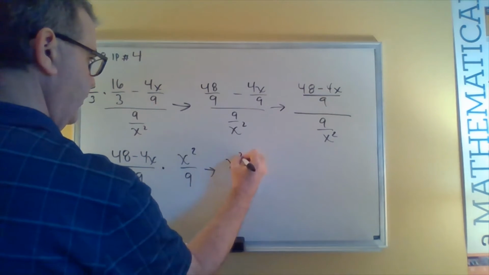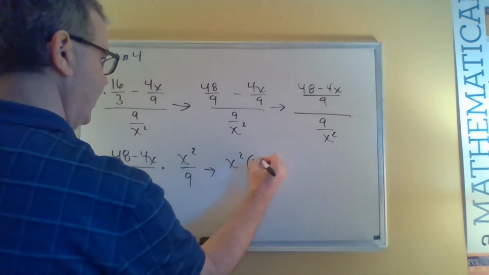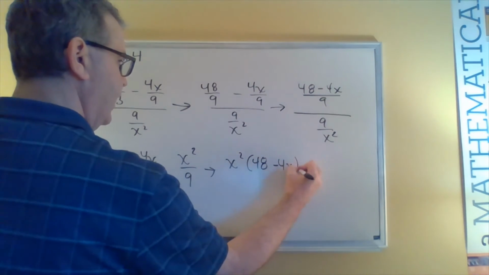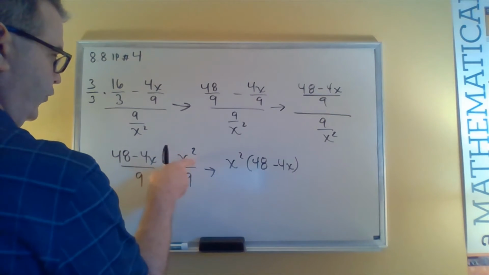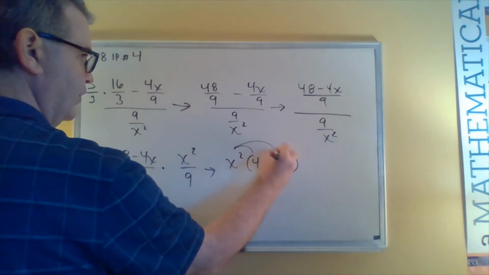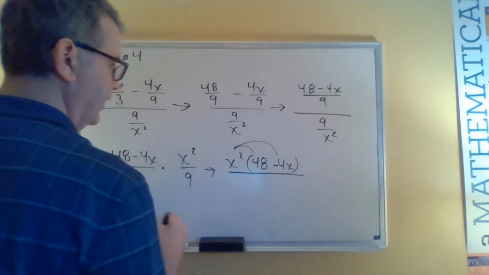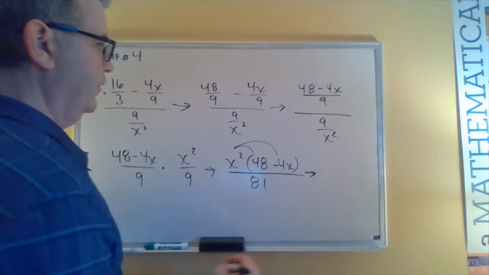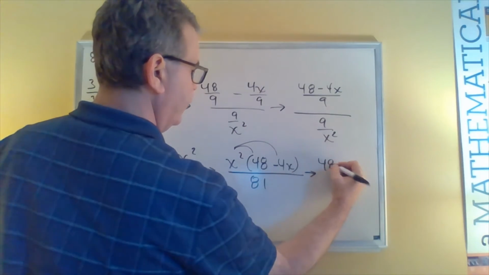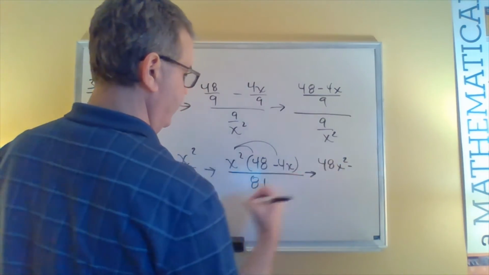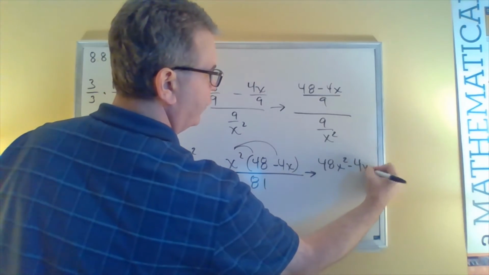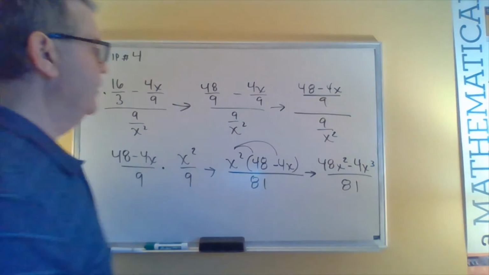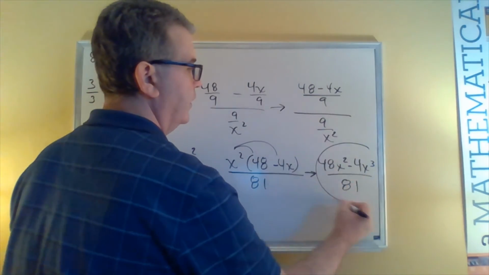So this is when I combine these on top, and I have x squared times, and I'm going to put this numerator in parentheses because I'm not just multiplying the x squared times the 4x, I'm multiplying it by both terms. So I'm going to have to distribute that through the parentheses. My denominator is going to be 9 times 9, or 81. So in here, I'm going to end up with 48x squared minus 4x cubed, and that'll all be over 81. And there is my answer for number 4.